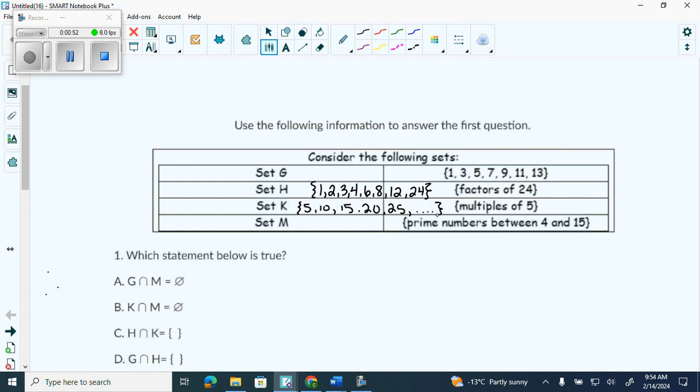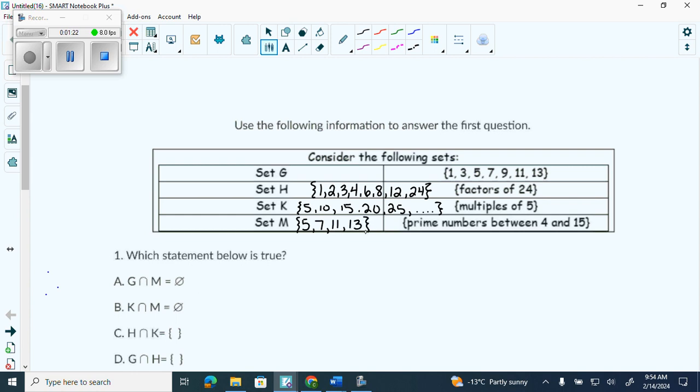And M are the prime numbers. Is 1 prime? Is 1 composite? Should it appear in any of the words when I say prime or composite? No. What's the first prime number? And what's special about it? It's the only even prime number. So, they want the prime numbers between 4 and 15. Cool. 2 and 3 don't count. So then our first one is going to be 5, 7, 11, and 13.